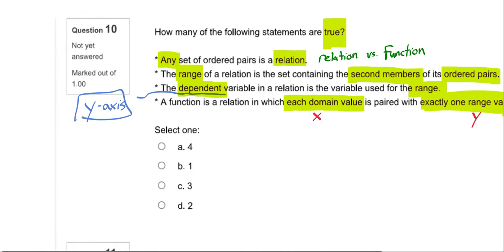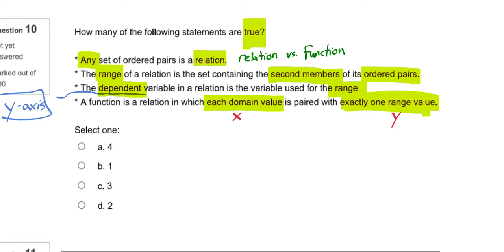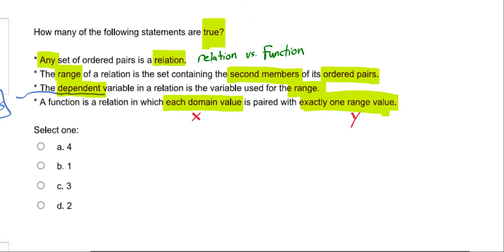Do one more page. Question 10, how many of the following statements are true? We got 1, any set of ordered pairs is a relation. That part's okay, but if they said function, it wouldn't be true, because we could have a set of ordered pairs that fail the vertical line test that are not a function. But a relation, sure. So this one is true.